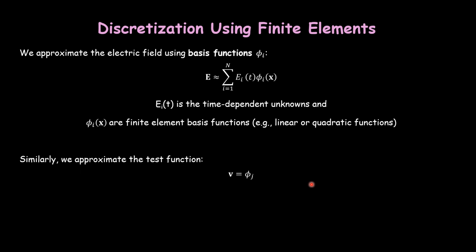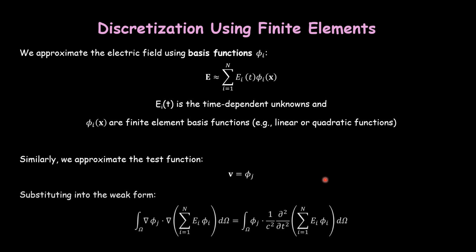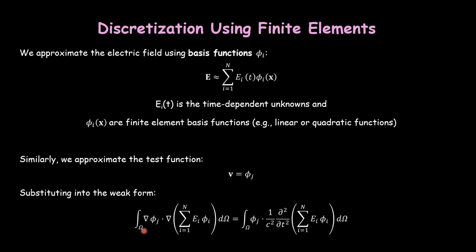And similarly, we approximate the test functions by another set of basis functions, and substituting them into the weak form gives you an equation that looks something like this, where you have nabla phi j and nabla of the approximate electric field on the left hand side in the brackets. On the right hand side, we do the same thing, replacing v and E with these solutions.